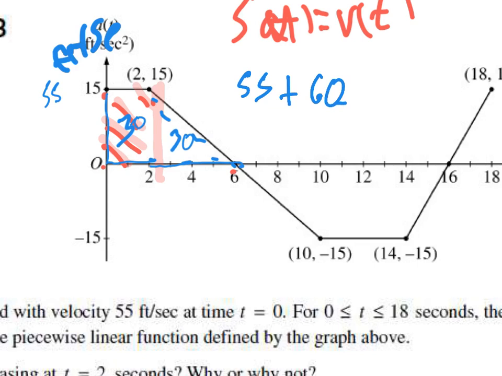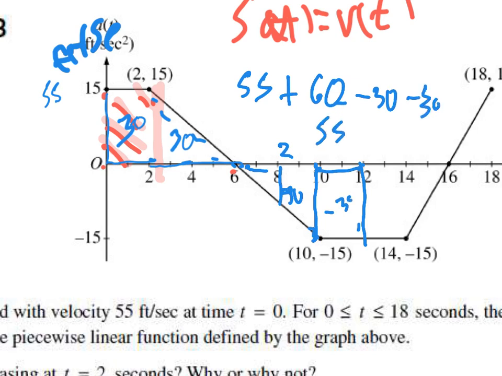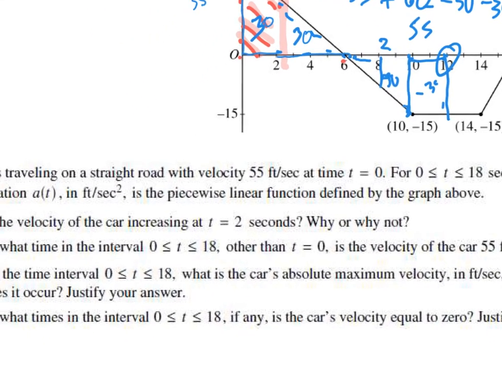Let me go find that area. It's just another triangle upside down. 6 to 10 is 4. Half of that is 2. 2 times 15, that's 30. That's a negative 30. And that takes me to the next easy spot, probably would be here. That's 2. Another negative 30. Add that up, you're back to 55 again. So there it is. There is your B.